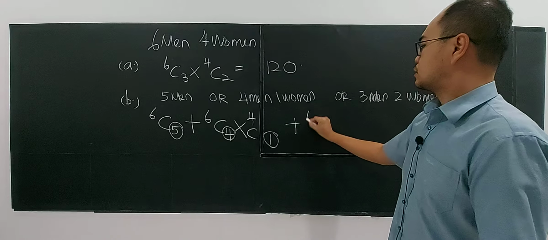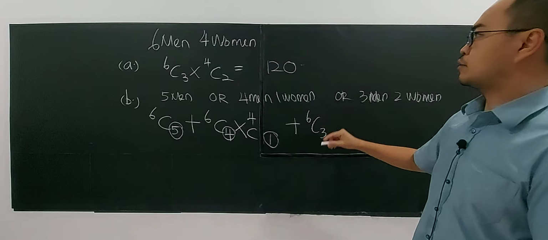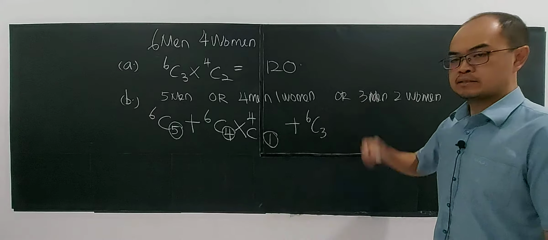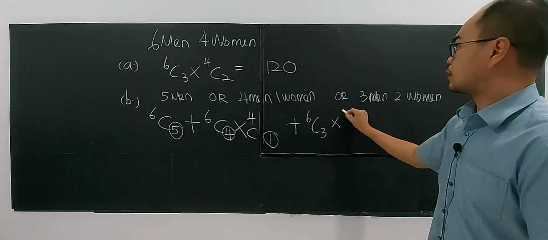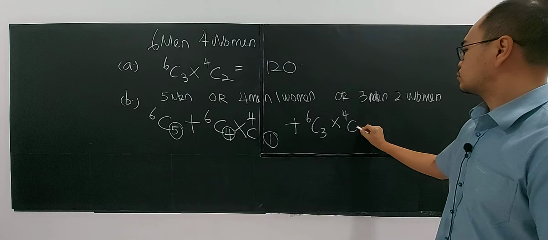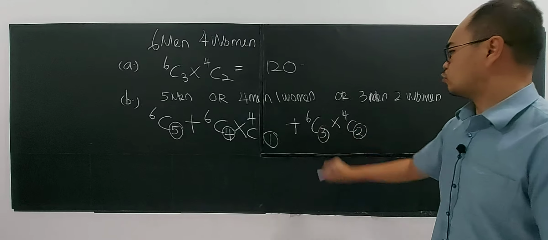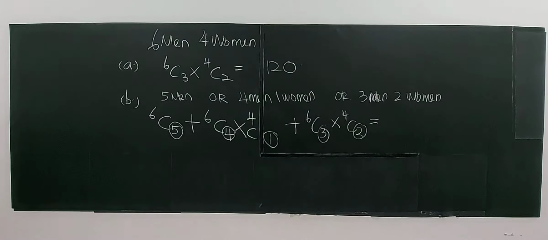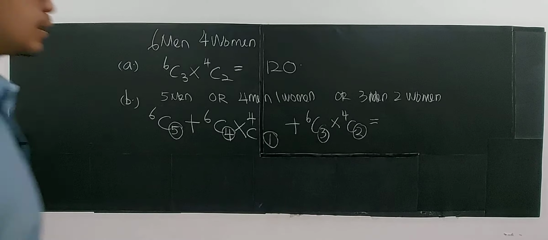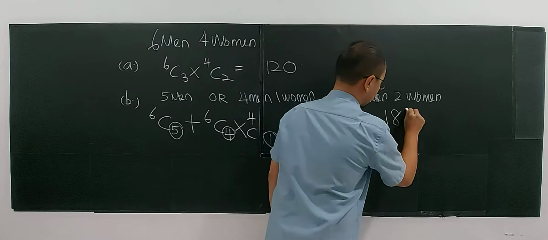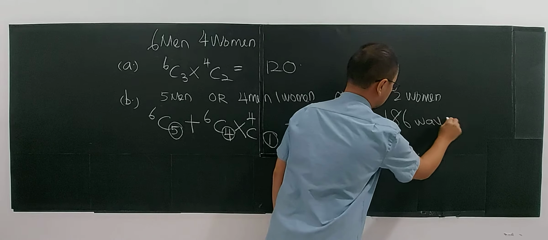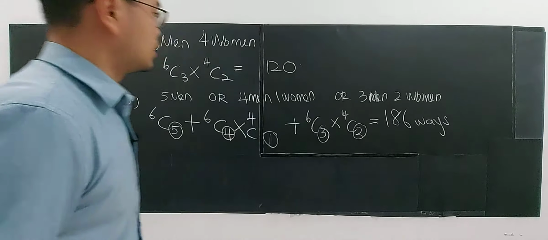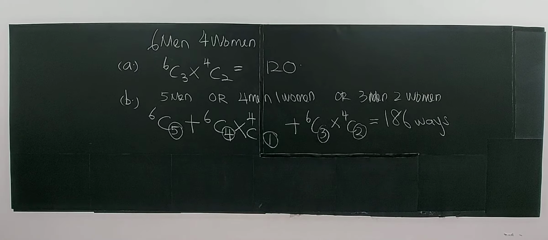Or 6 choose 3, 3 men and 2 women. Men are still the majority, so times 4 choose 2. The total 3 plus 2 will be 5 members. You can calculate using a calculator, and you get 186 ways. I think these 2 questions should be okay for you. Now let's look at the final question.